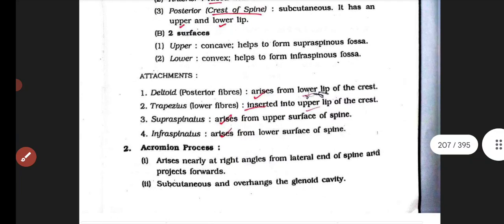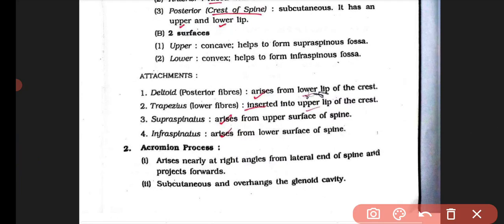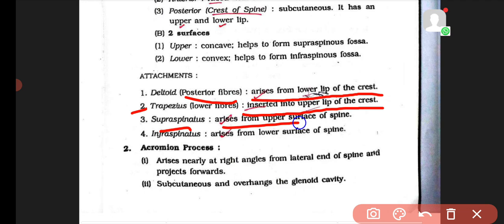Now, the attachment. From the spinous process, the deltoid posterior fibers arise or originate from the lower lip of the crest. The trapezius muscle is inserted into the upper lip of the crest. The supraspinatus arises from the upper surface of the spine. The infraspinatus arises from the lower surface of the spine.